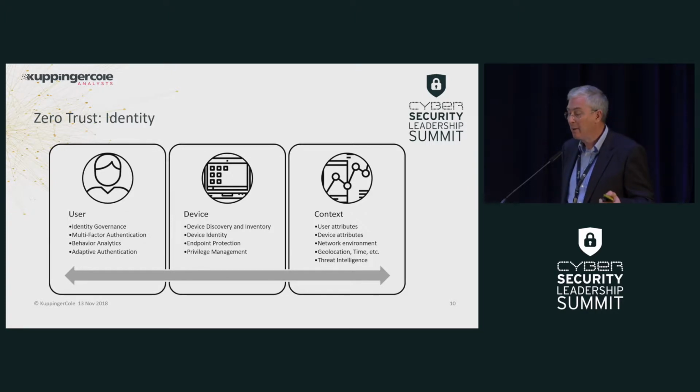You've heard this from other people. Identity is key to this. How do you put trust back into the system? Yeah, user identity, device identity, and context identity. Context is the really important thing here, and you'll see why in a minute.